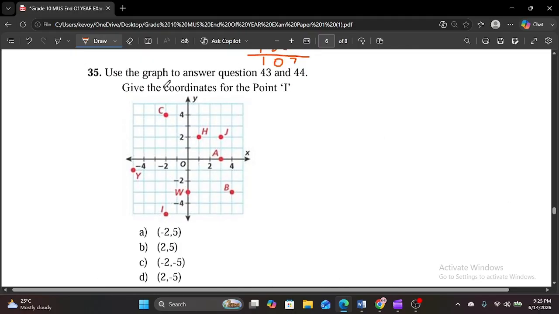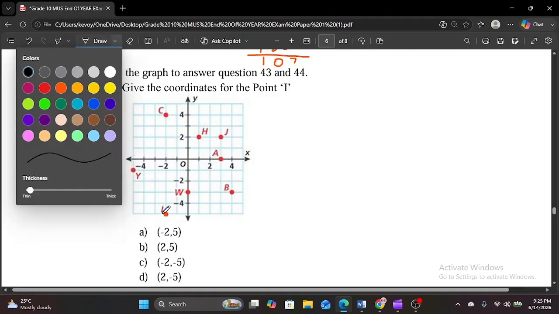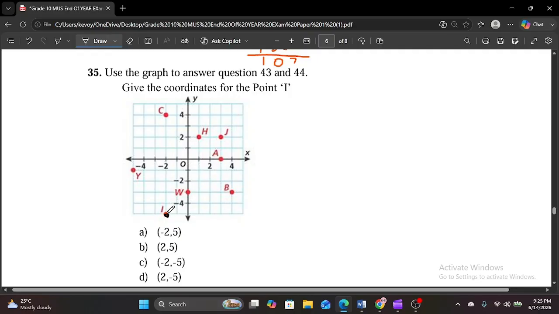All right. So give the coordinates of point I. So point I is going to be right here. Coordinates are normally marked as, so let me just first identify what they're talking about. So I is right here. The point is right here. So a coordinate is normally written as x to y. So that's the order too.